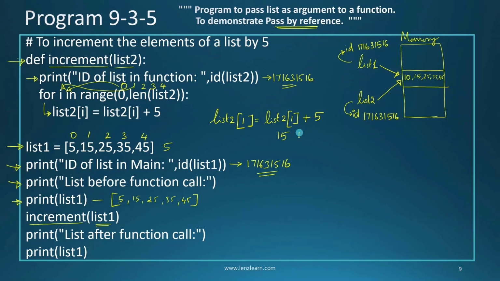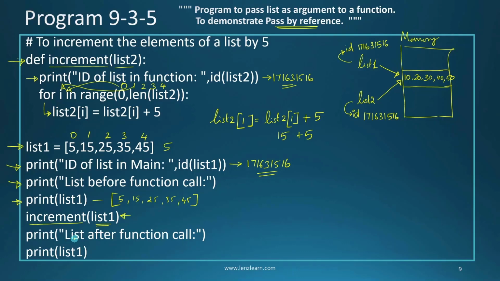So 15 plus 5, 20 will be loaded into list2 of 1. So now 15 will be removed and 20 will be written there. Once this for loop is done, all the values in list 2 will be incremented by 5. So now the new values will be 30, 40 and 50. Okay, so after the for loop is finished, the control will come back to the function call itself.